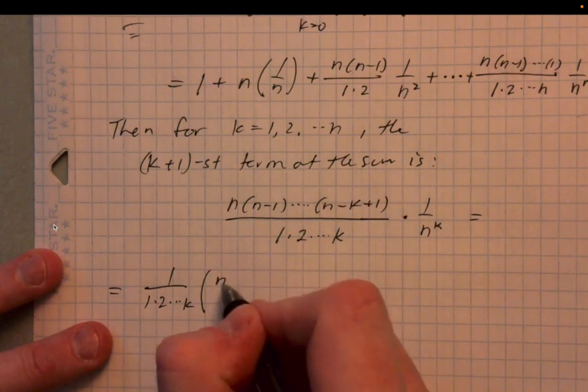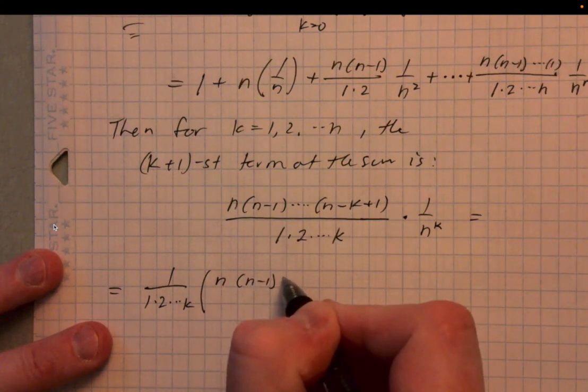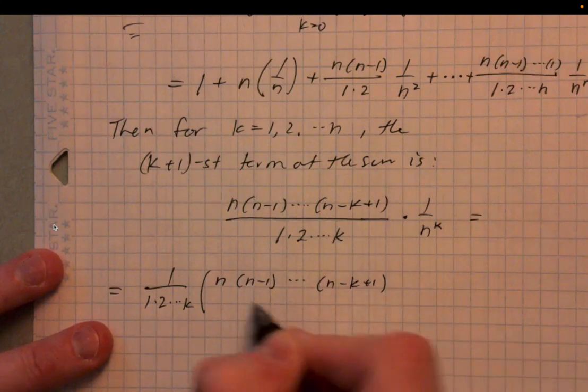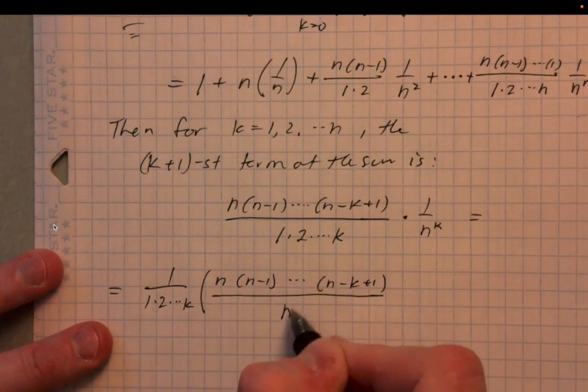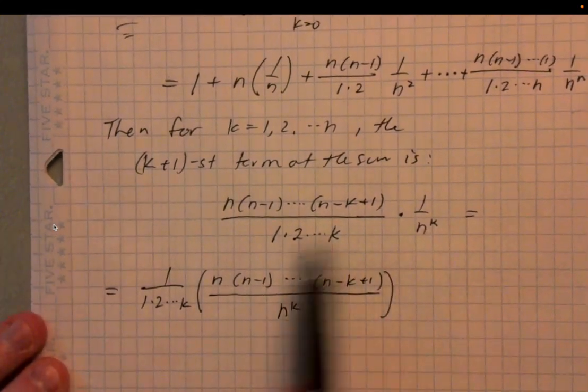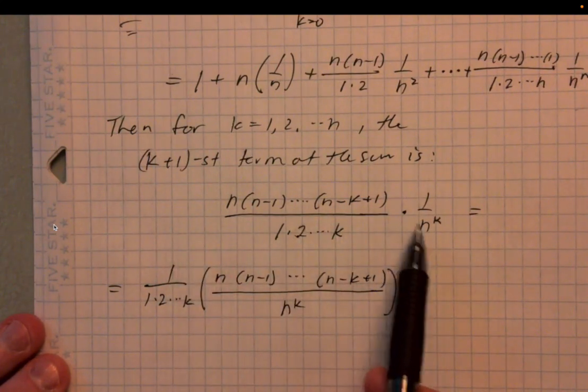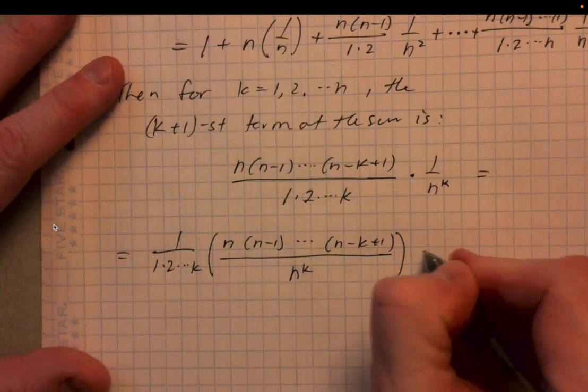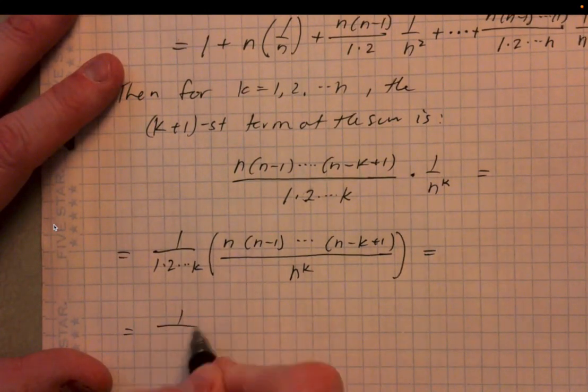Okay, and then here what I'd have is n times n minus 1 dot dot dot times n minus k plus 1, all of that over n to the k, right? So basically just kind of shuffled this piece out and brought this guy here in. Okay, and I can break this product up, again, just kind of leaving this alone out here.